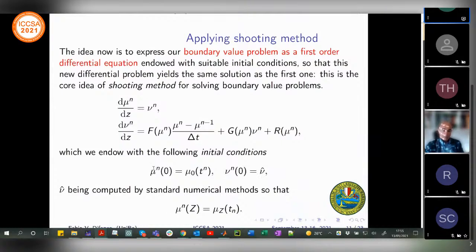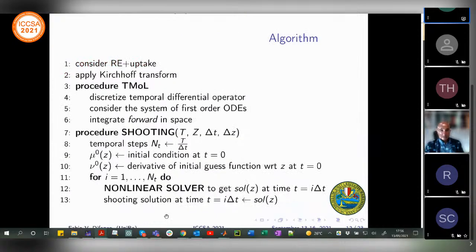But now, here comes the shooting method. The idea of the shooting method is to use a nonlinear zero finding routine to find the suitable value for this nu hat, this initial condition for nu, in order to satisfy the final condition on mu n. And this is very classical. So that's the idea. And so the algorithm that we have implemented both in Matlab and in Python, and the Python code is available on my GitHub page.